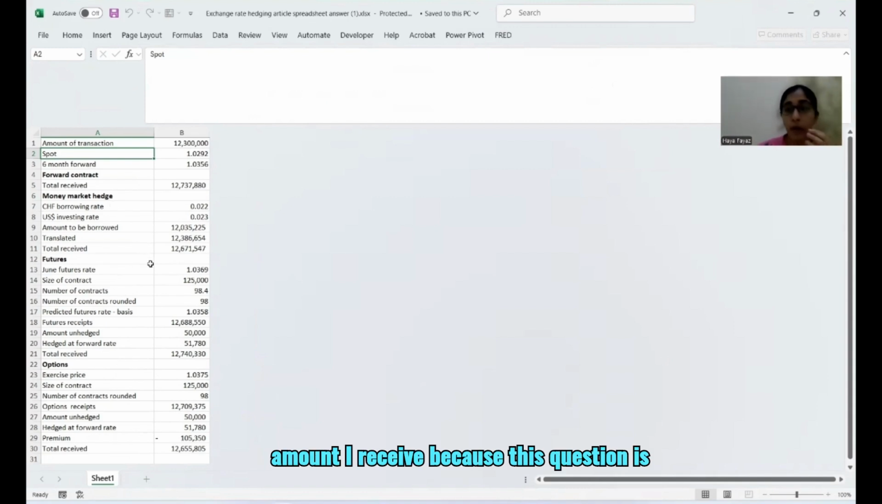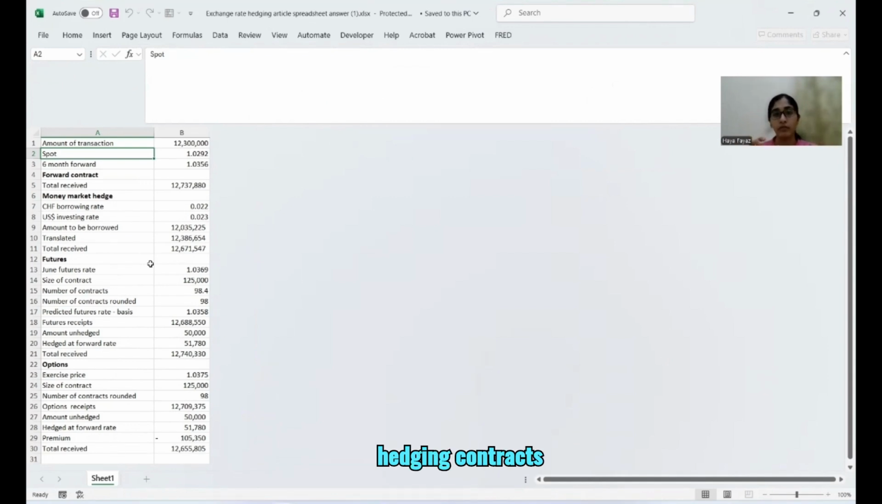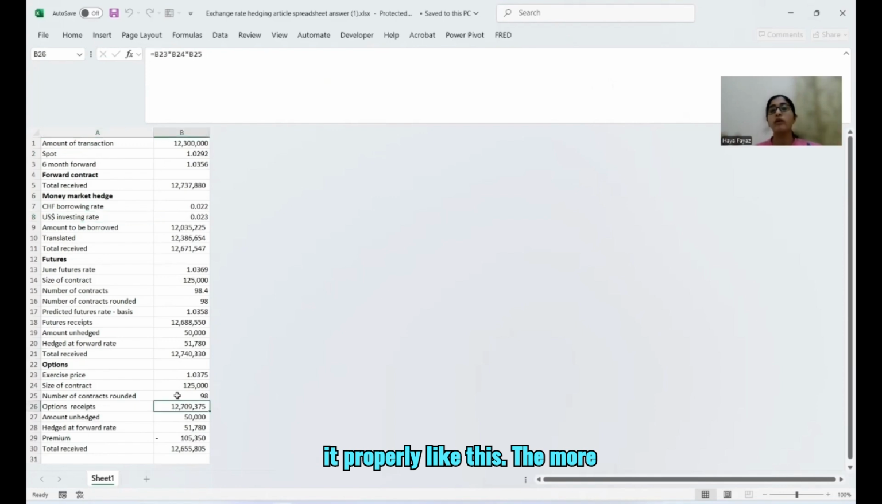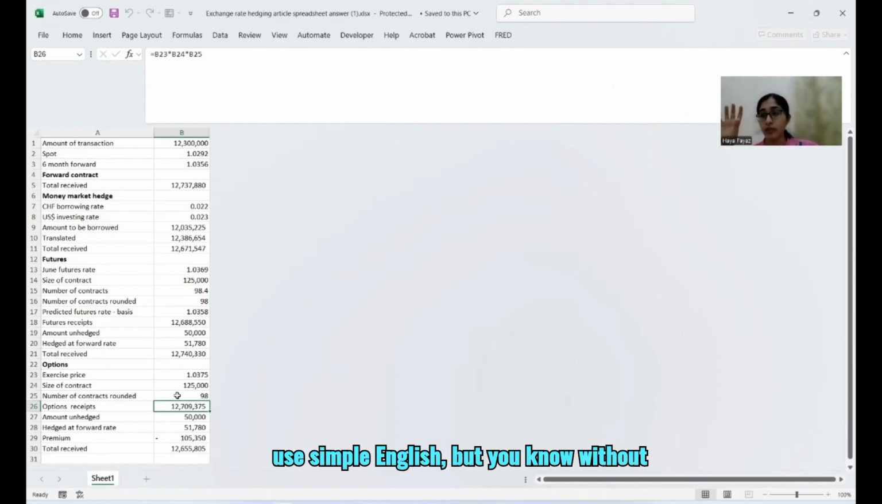All of this is the amount I'll receive, because the question covered in the technical article is about what will be my amount received if I use each of these hedging contracts, respectively, forward, futures, options, and so on. I have to present it properly like this. The more presentable you make it in this exam, because of course you have got professional marks out there, the more you use working note numbers, the more you reference that and use proper English, simple English but without spelling mistakes, the more you're likely to get the full 25 marks.